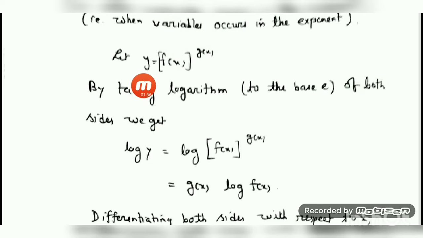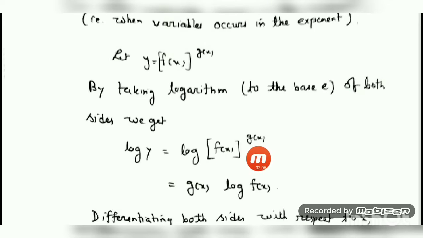And then you have to take log on both sides so that this function can be simplified. Here I have written by taking logarithm to the base e. When we write log with nothing written as the base, we know that the base is considered as e. Logarithm of both sides, we get log of y is equal to log of f(x) to the power g(x).